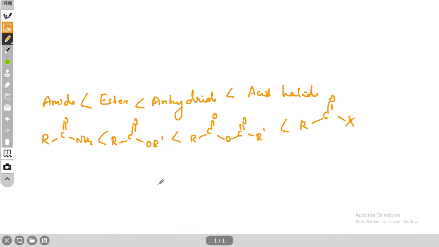Okay, so you should remember 2 points. One is resonance, the other is leaving ability. So the more resonance stabilized structure is this. So hence the reactivity will be less. So for leaving ability, X is the good leaving group. So the reactivity is greater for those that contain a good leaving group. So overall reactivity is this.